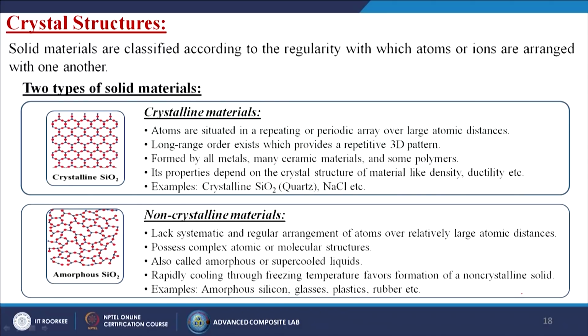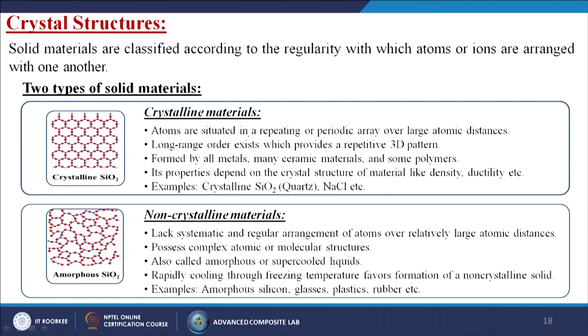Now we are going to discuss the crystal structure. Solid materials are classified according to the regularity with which atoms or ions are arranged with respect to one another. There are generally two types of solid materials: one is called crystalline materials, and the other is called non-crystalline materials.